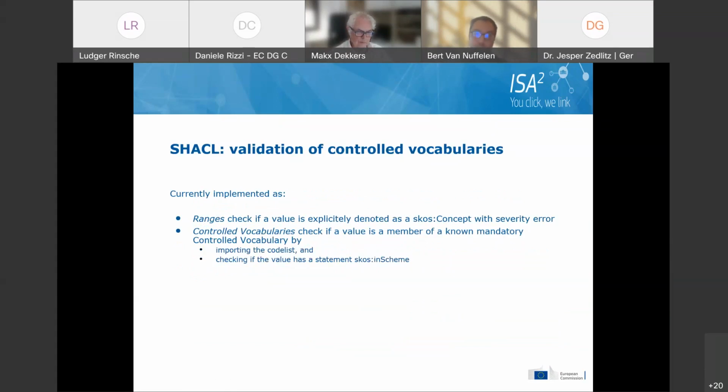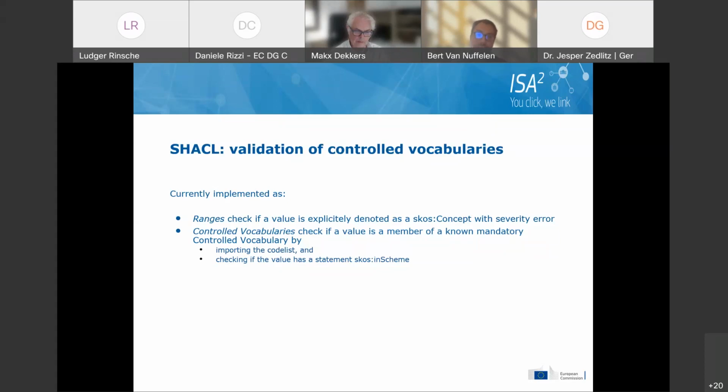So to remind what is currently implemented: if we do a range check for a property that has as range SKOS Concept, then you will find in the ranges option of the SHACL shapes in that file the check that the value should be a member of SKOS Concept, with severity error. That is what's currently implemented. So if you do that, then you have this test.